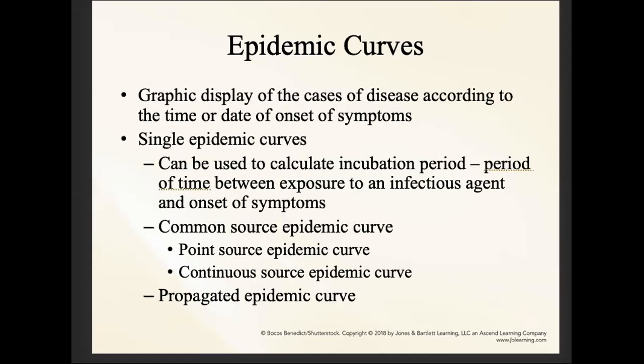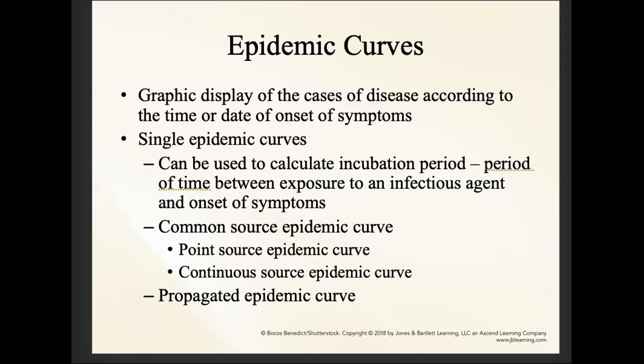So these epidemic curves graphically display the cases of disease according to the time or date of onset of symptoms. So again, these are used to calculate the incubation period of time between exposure to an infectious agent and onset of symptoms. And again, we have our point source epidemic curve and our continuous source epidemic curve. I'm going to give the definitions for those one more time. Our point source epidemic curve tracks the exposure that occurs at a single point in time, and our continuous source epidemic curve tracks the exposure that's continuous or intermittent.